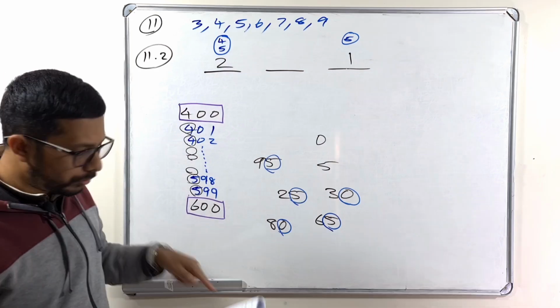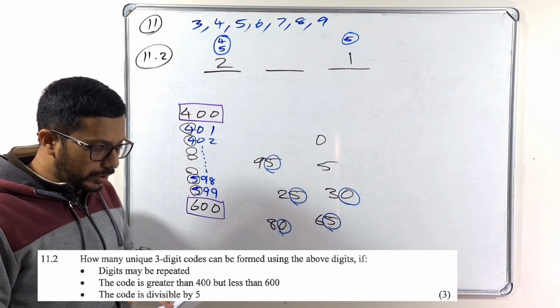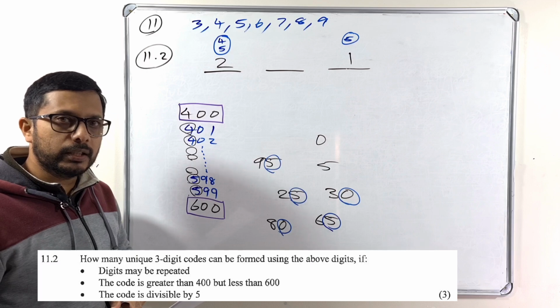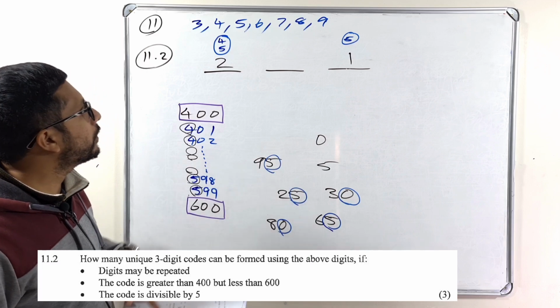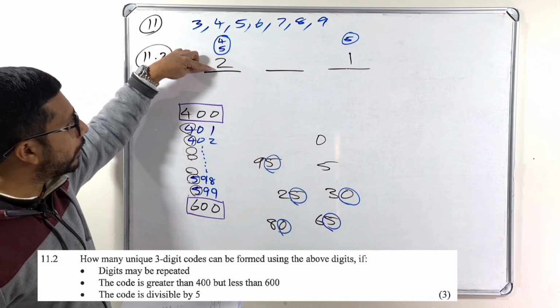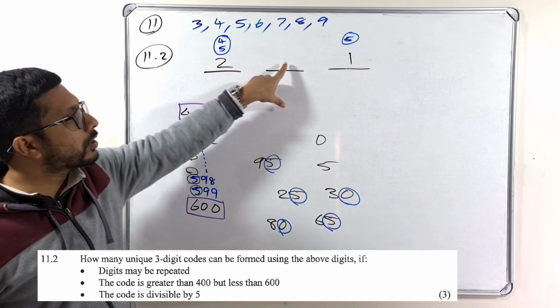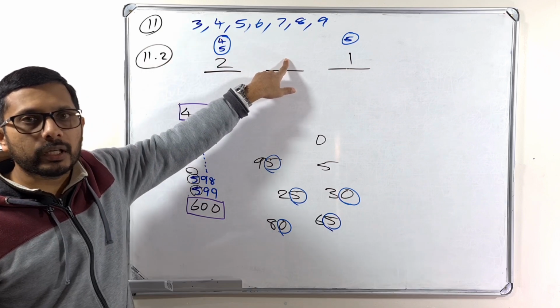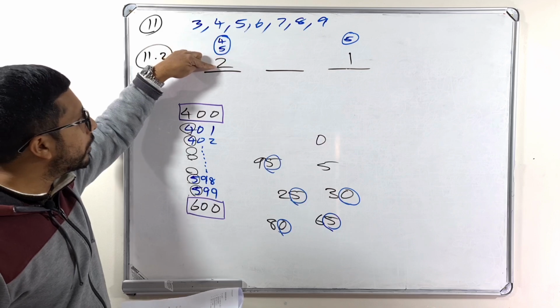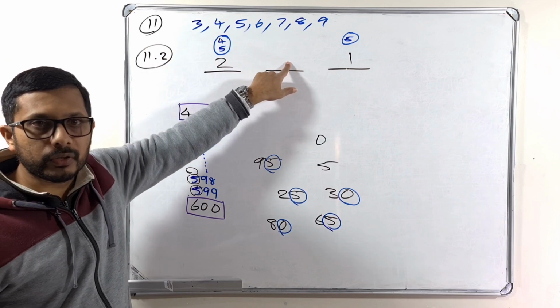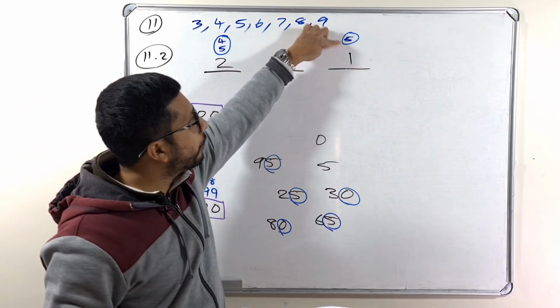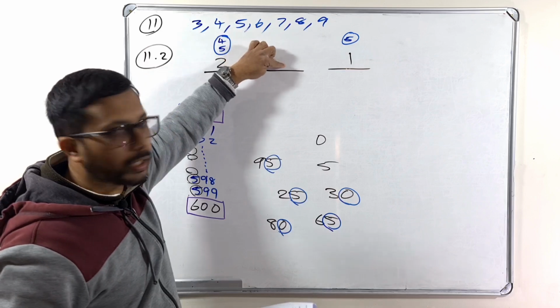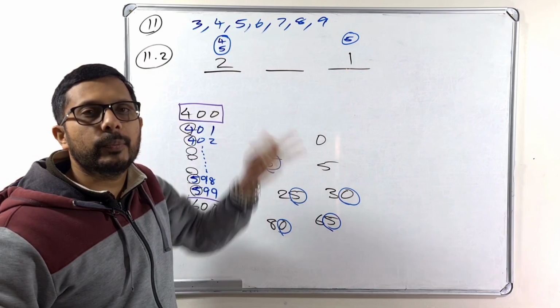Okay, look at the first bullet. Digits may be repeated. That means if I write 4 here, there is no problem for me to write 4 here too, because digits may be repeated. If I write 5 here, there is no problem for me to write 5 here as well, because digits may be repeated.